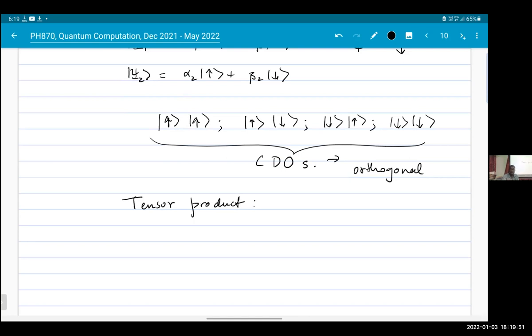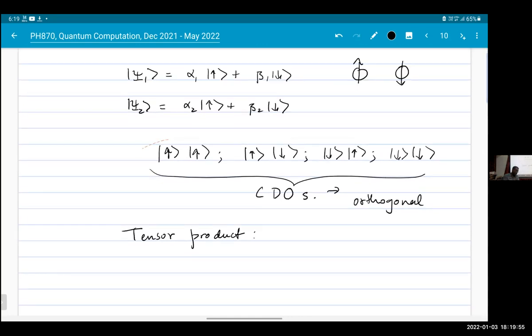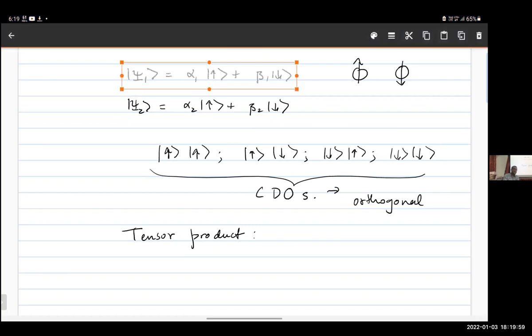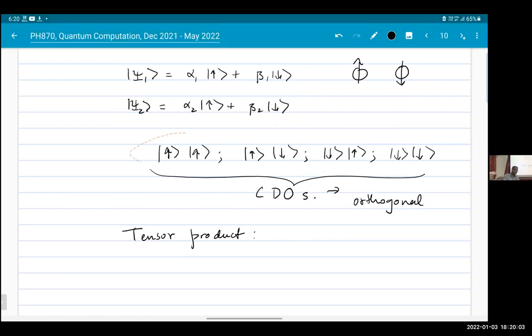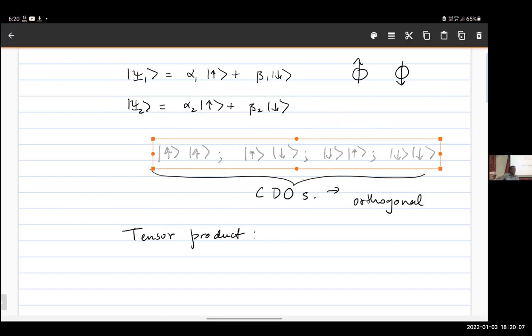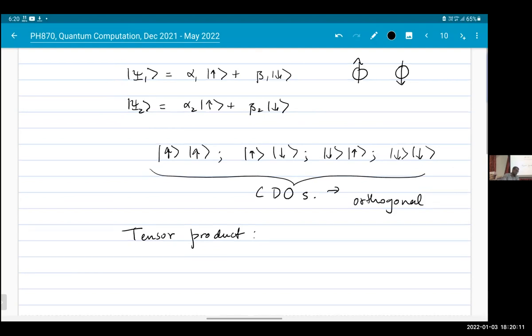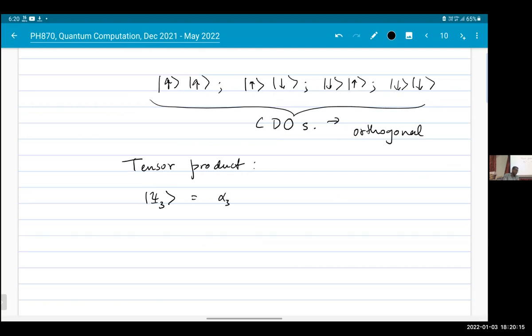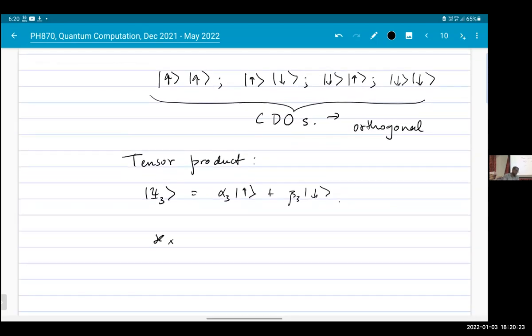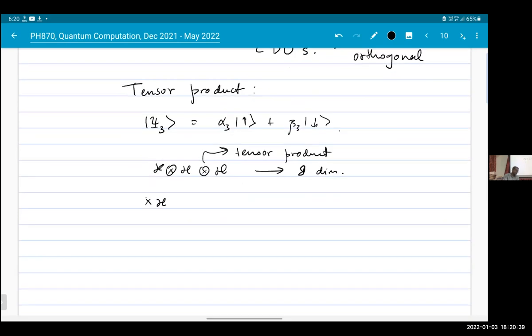So the tensor product, what is it? Here I have a two-dimensional space, and I have a two-dimensional space. If I take the tensor product, what is the dimensionality of this space? 4. If I have 3 vectors, what will be the dimensionality? And this is the symbol for a tensor product. This will be how many dimensions? Eight. If I take it n times, what will be the dimensionality? 2 to the power n, right?